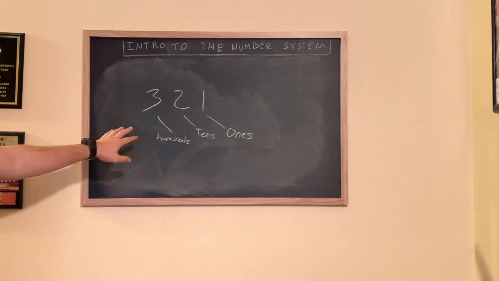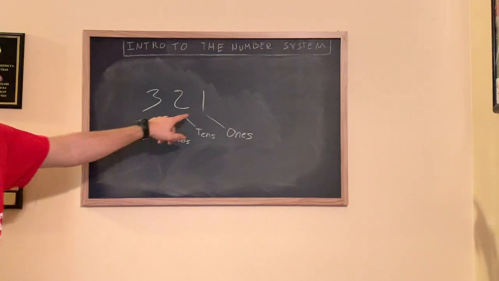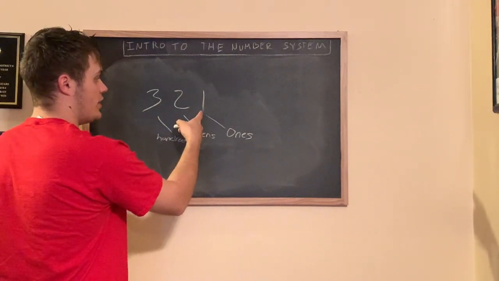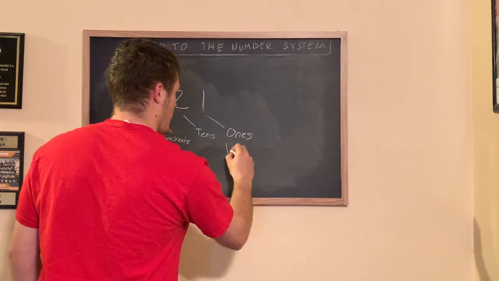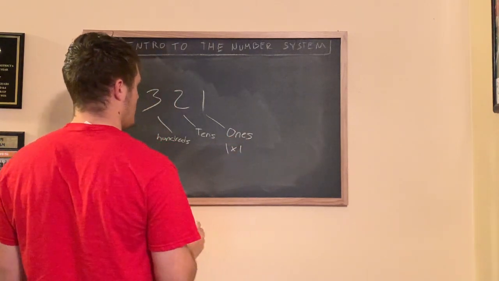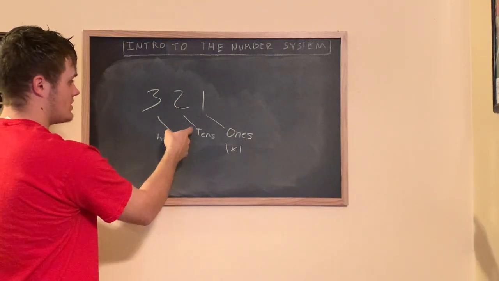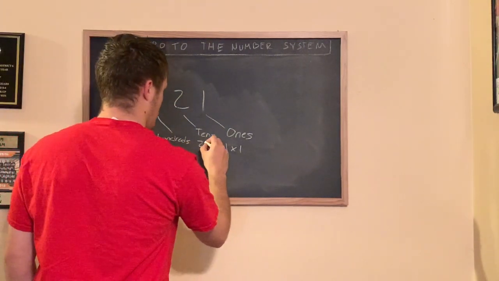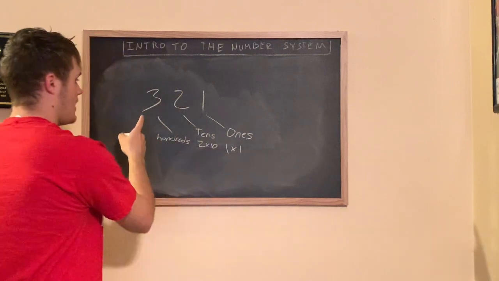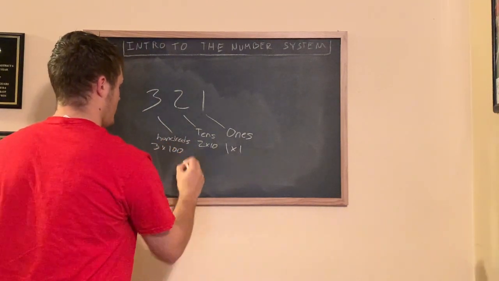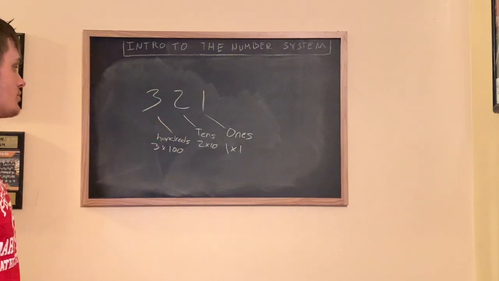Okay? So an easier way to write this is we can do it numerically. So we have the ones place, we have 1, so this is the same as saying 1 times 1. Okay? Tens place, we have 2 times 10, because there's 2 tens. And there's 300, so 3 times 100. Okay, so that's number 321.